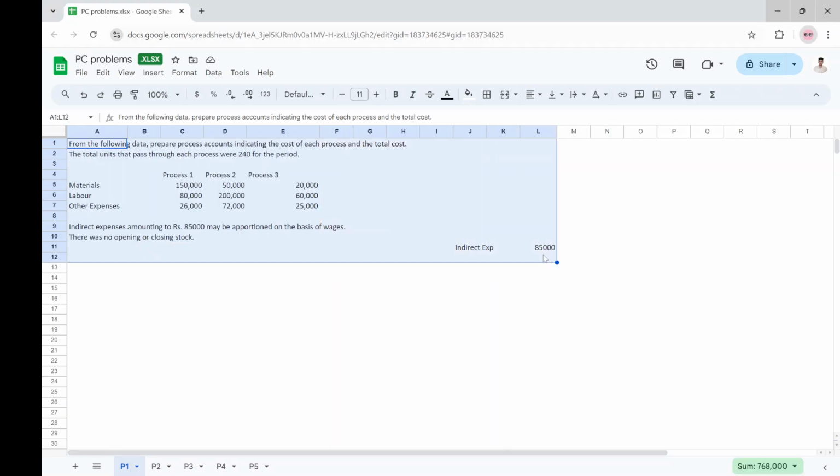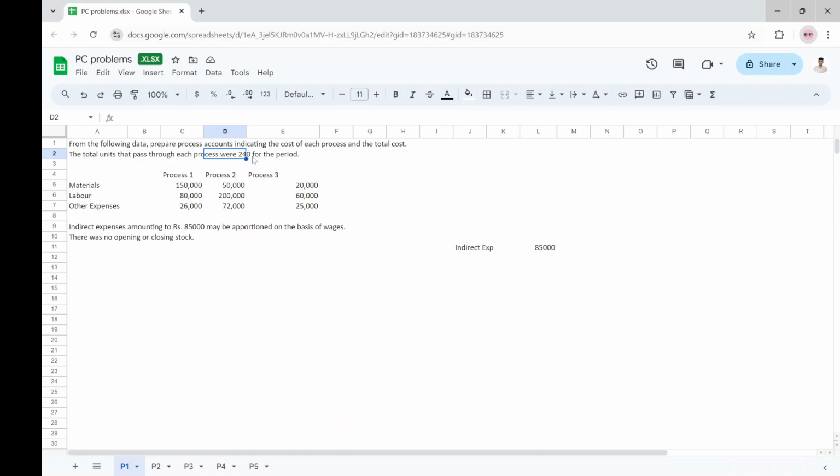Here it is given that the total units that passed through each process were 240 for the period, and these three are given, and the indirect expense is given, and it is apportioned on the basis of wages. So it is based on how much the labor cost is: 80,000, 2 lakh, and 60,000. If we add these three up, it is 3 lakh 40,000. So the total is 3 lakh 40,000.